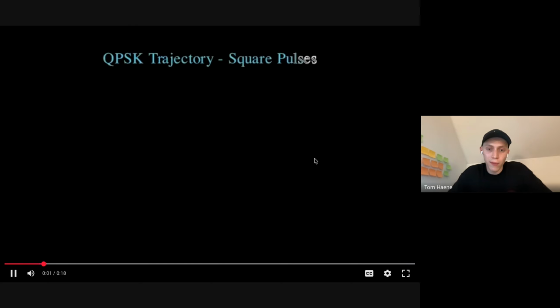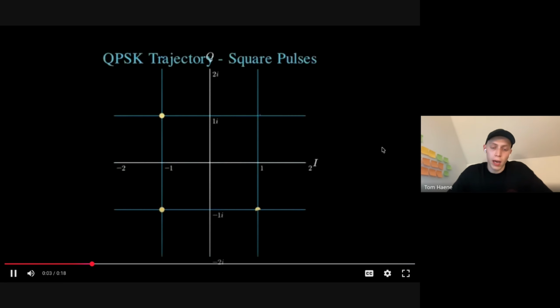So we have QPSK, let's consider that. You have your 4 points spaced around the complex plane. And what we're doing is, let's say we go from the top right instantly to the top left. I draw a line here, but really look at it in real time. So this becomes orange, and then boom, boom, boom.